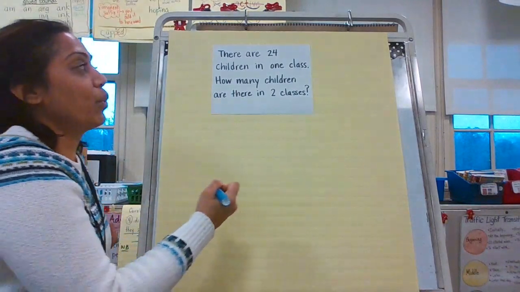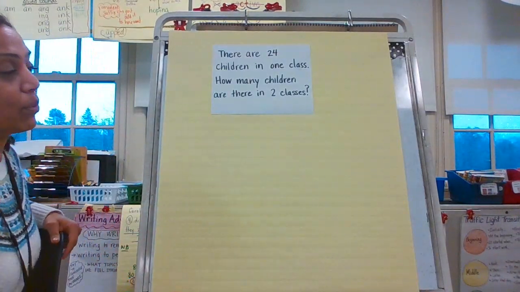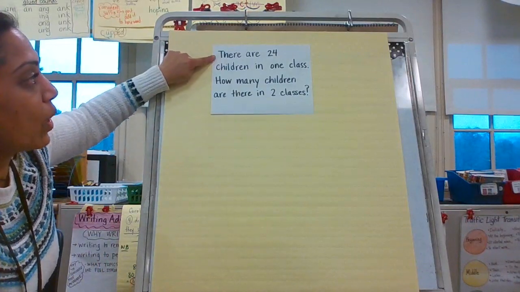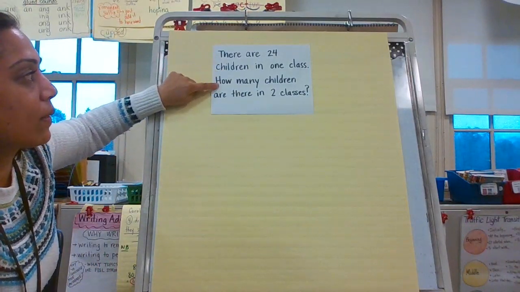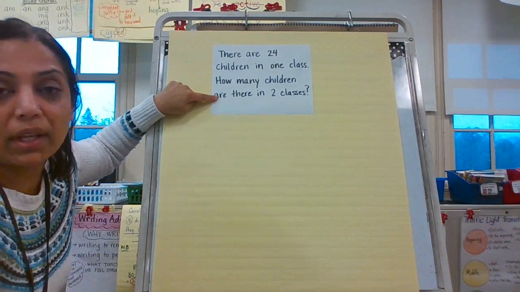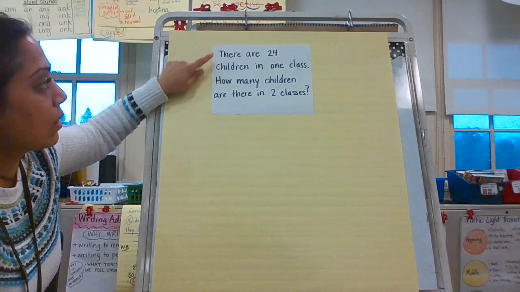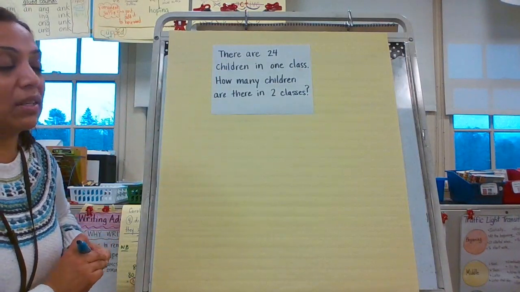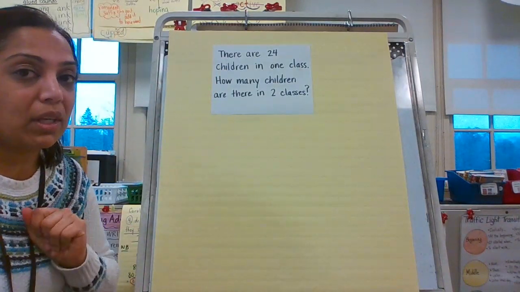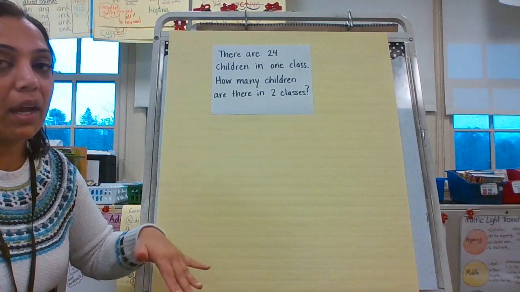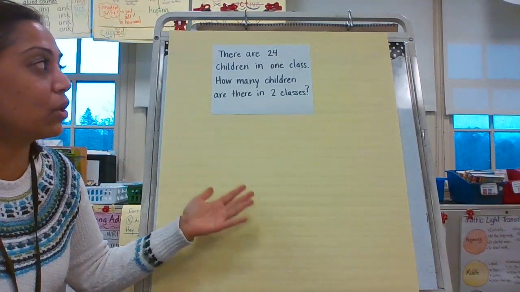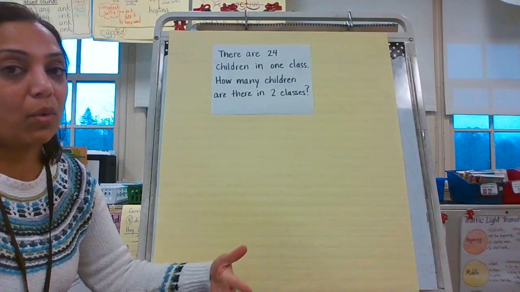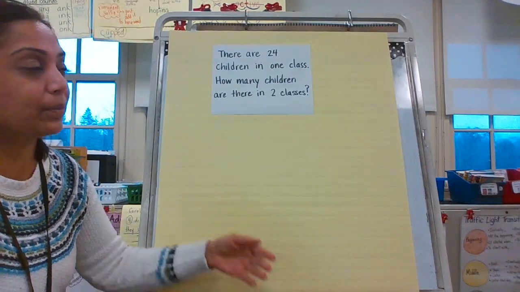So I'm going to circle the important numbers that I might need. I'm going to read the problem 2 times so that I don't rush through it. There are 24 children in one class. How many children are there in two classes? Now, some of you might be able to do that quickly in your head and give the answer. And so what we're asking is to make sure that you're showing the strategies that we're using, because as we move forward, some of the questions might get a little bit more challenging.